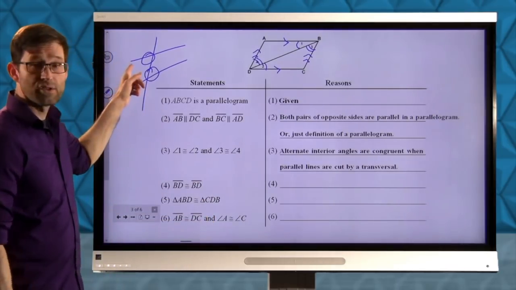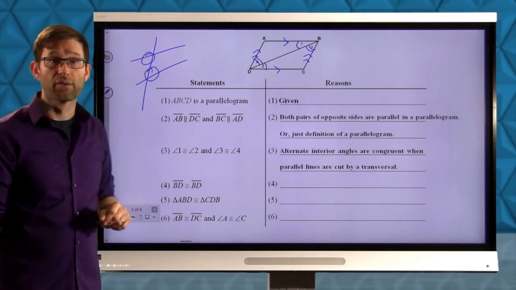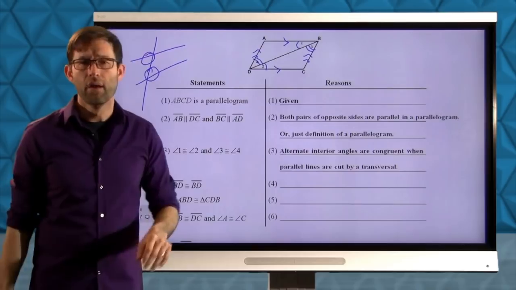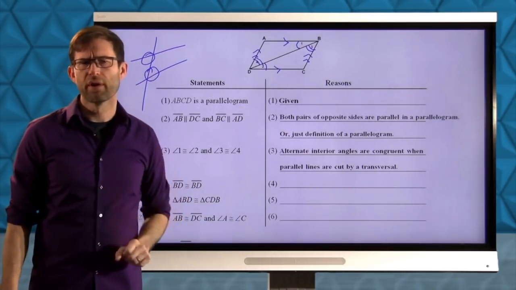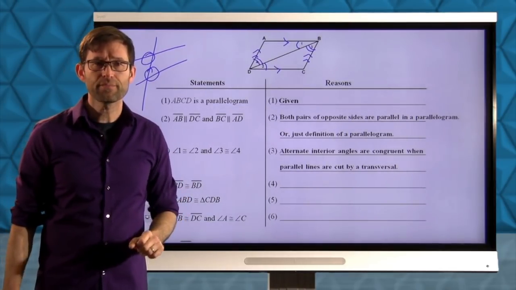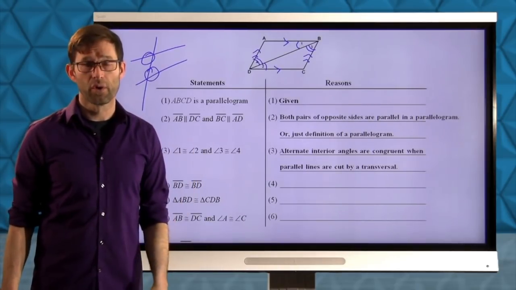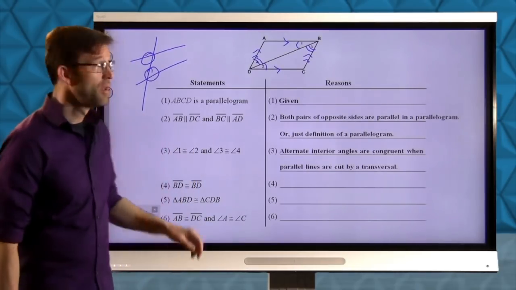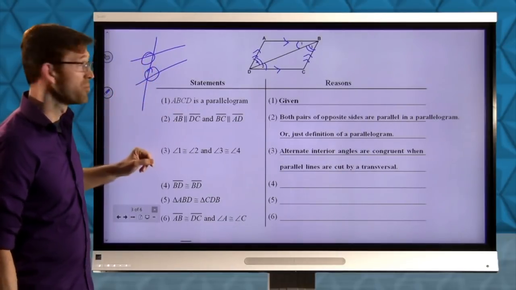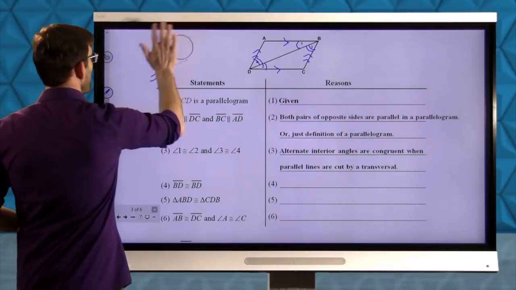But when the two lines are parallel, alternate interior angles are congruent. And you could get away with that. When two lines are parallel, alternate interior angles are congruent. Again, I would suggest not just saying alternate interior angles are congruent, because they aren't always congruent unless the two lines are parallel. All right, let me get rid of that.